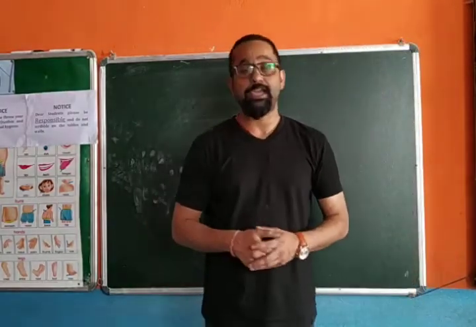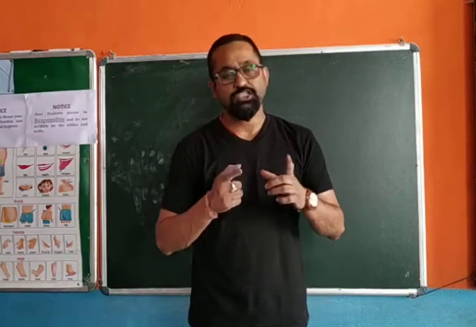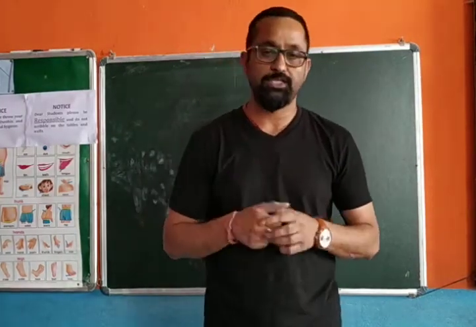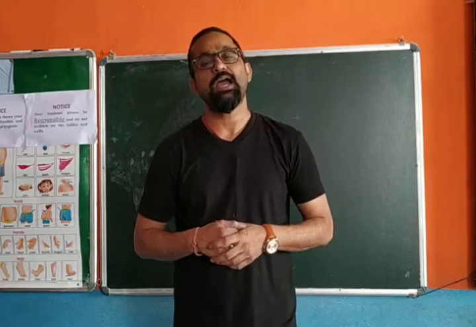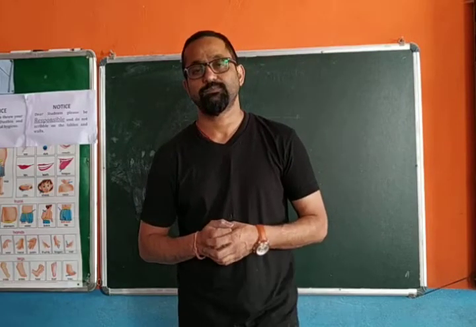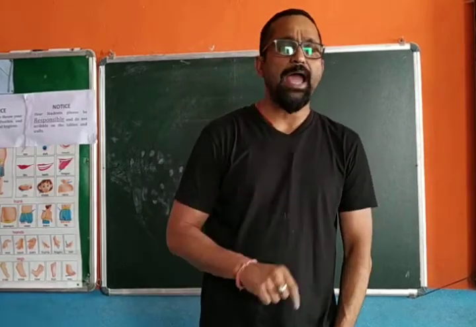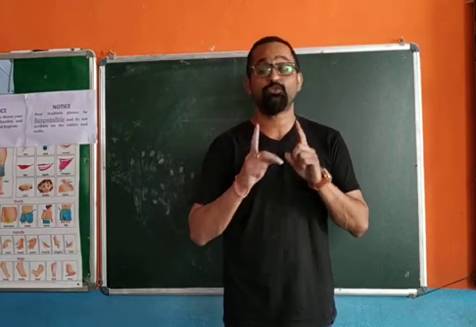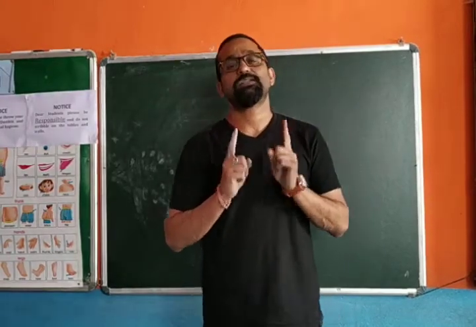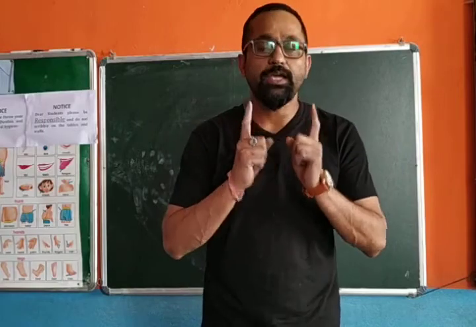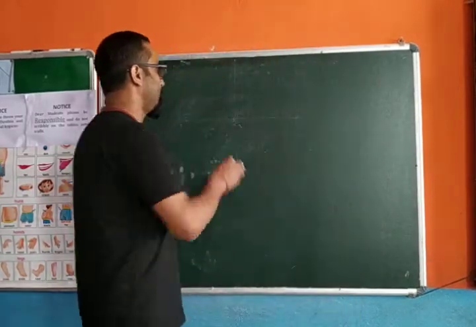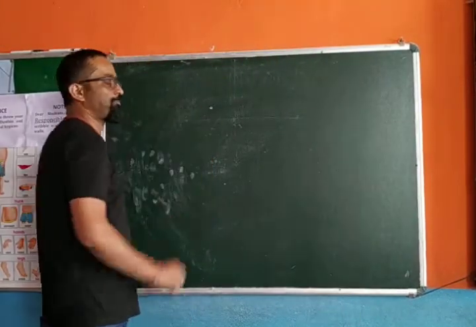I'll start a new chapter from geometry that is called angles. Two different rays starting from a point form an angle. So in order to get an angle, you have to have two rays starting from a given point. Look at this diagram.